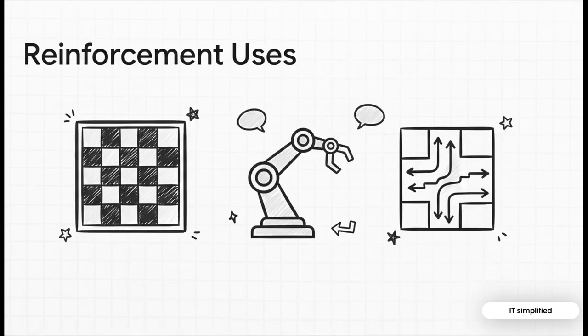This is the super powerful technique that's used to teach AI to play complex games like chess or Go and beat the best human players in the world. It's also at the heart of advanced robotics and even systems that figure out how to optimize traffic flow in a huge city. It's all about learning a strategy.